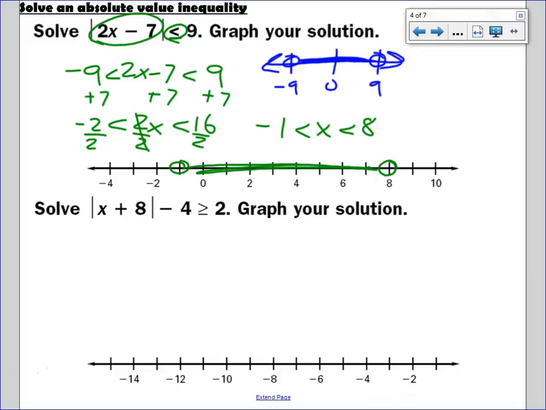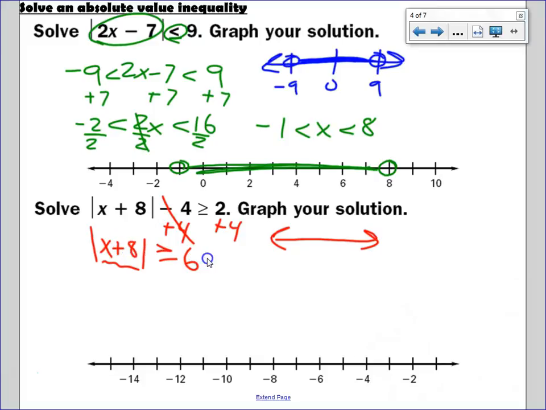Next example. Let's get our absolute value by itself first. Add 4. Absolute value of x plus 8 is greater or equal to 6. Okay, I've just got absolute value, so I'm just going to sketch out what I'm looking at so I have an idea. So our absolute value of whatever's in there, we don't need to worry about what's in there right now. The absolute value is greater or equal to 6. So I know whatever's in there has to be more than or equal to 6 units away from 0. 6 units away would take us to negative 6.